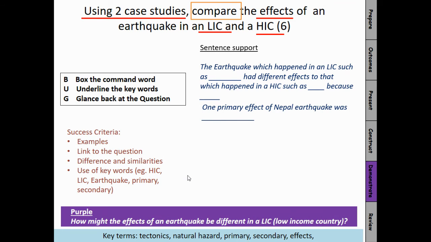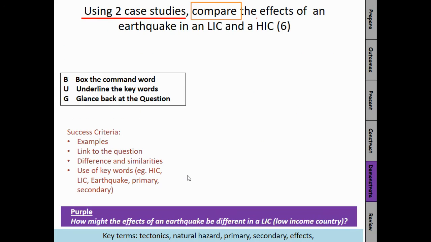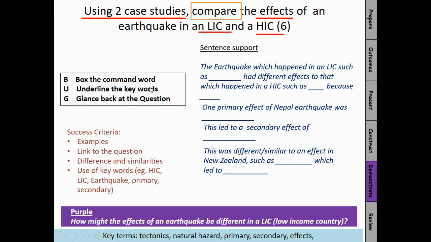So one primary effect of the Nepal earthquake was, and again, you can go back and use my table or your table. This led to the secondary effect of, so remember we're talking about something that happens immediately and how that then leads into something else. This was different or similar to an effect in New Zealand, such as, so you could talk about here a primary effect being death. You could talk about a primary effect in New Zealand, similar, also being death. But then you might want to argue, well, actually, the death rate is different. The number of people that were dying is different. Why do you think that might be?